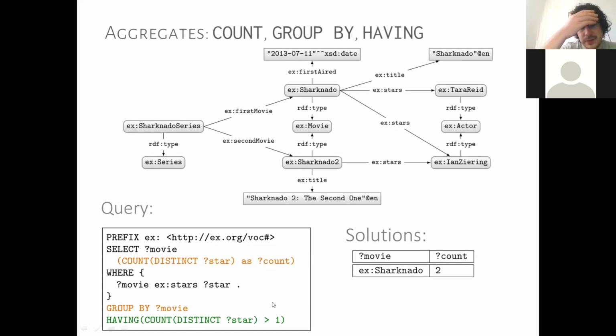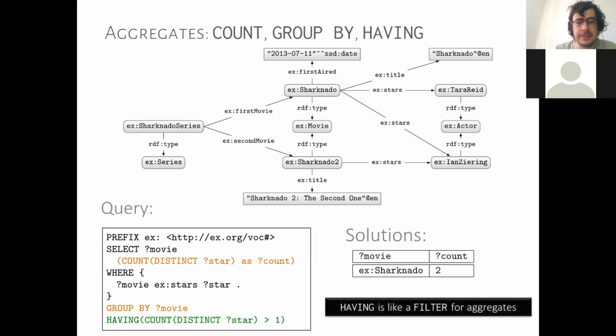There is another option, which we'll see in a moment, which is to use a subquery. So we can create this query and then in an outer query, use filter, which we'll see in a little while. But this is much cleaner, where it's possible to use this. Okay, so having is like a filter for aggregates.